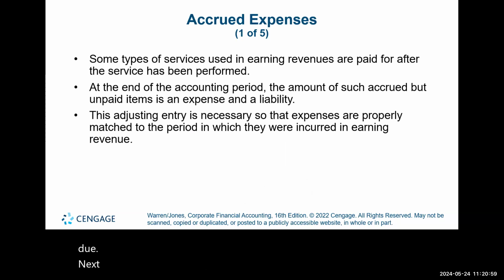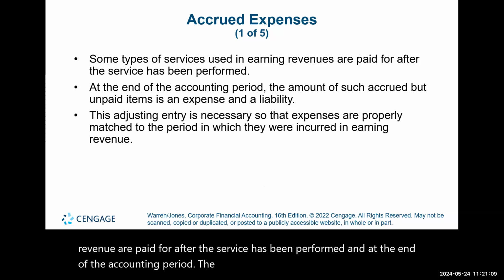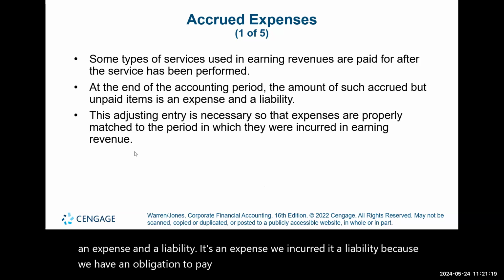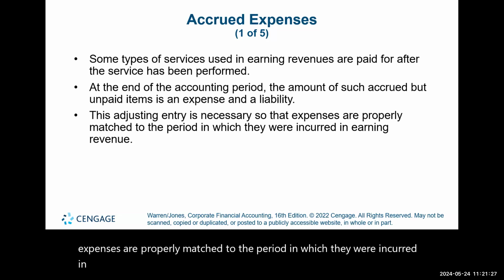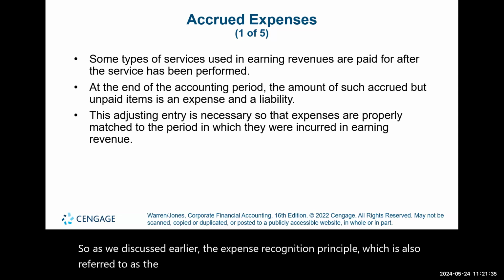Next, we have accrued expenses. Some types of services used in earning revenue are paid for after the service has been performed. And at the end of the accounting period, the amount of such accrued but unpaid items is an expense and a liability. It's an expense, we incurred it, a liability because we have an obligation to pay it. This adjusting entry is necessary so that expenses are properly matched to the period in which they were incurred in earning revenue. So as we discussed earlier, the expense recognition principle, which is also referred to as the matching concept.